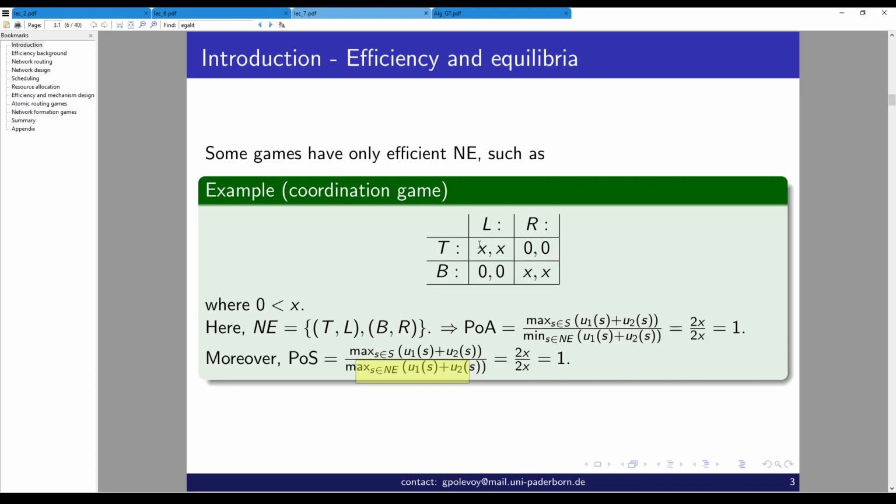So here, any equilibrium is socially optimal. So here actually we have a very nice bound: we don't have to care, as long as we assume that players find and stay in equilibrium, that will be socially optimal.